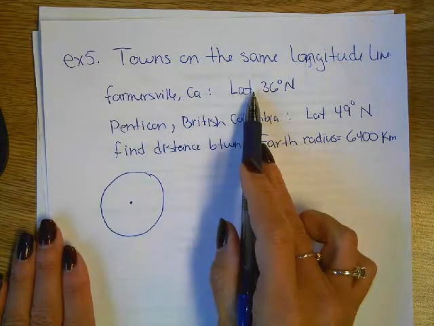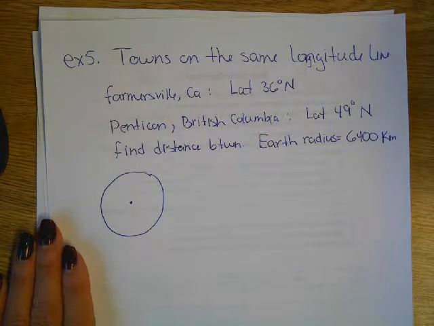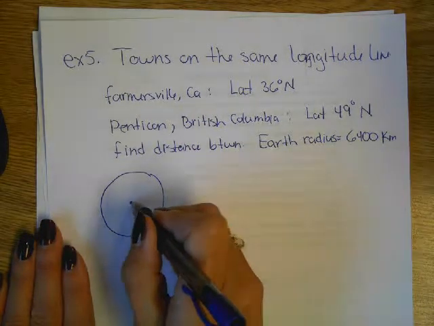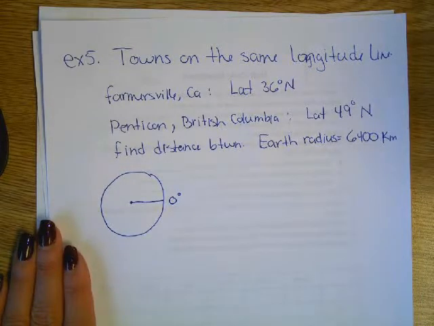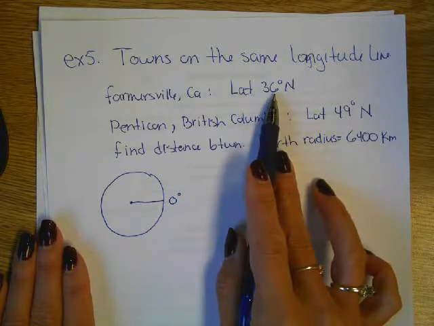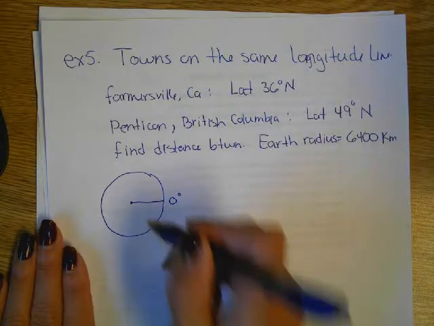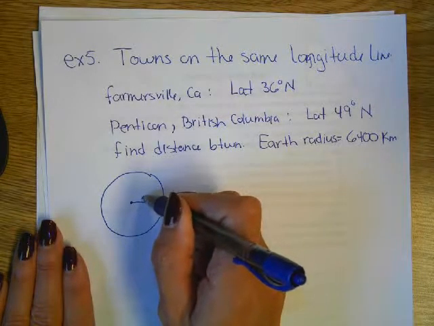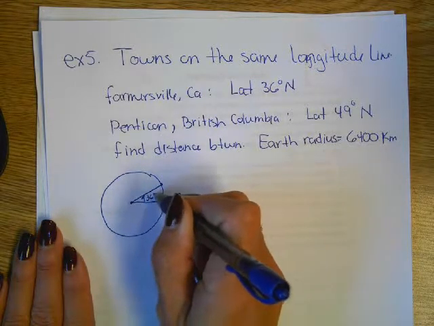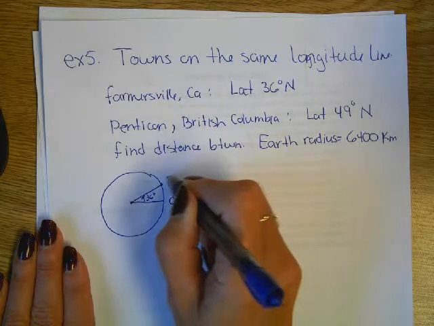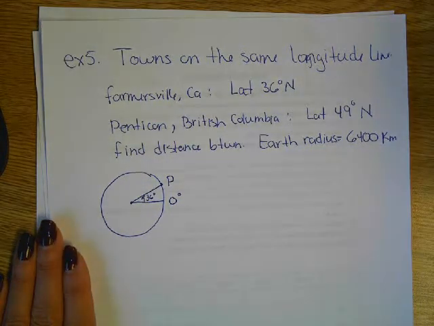These latitude lines, like the rungs on a ladder, run east and west, so our equator is the 0-degree latitude. Are we in agreement there? Now, California is 36 degrees north of that equator. So if I go up 36 degrees, that's going to be Penticton, British Columbia. That's a 36 in there.